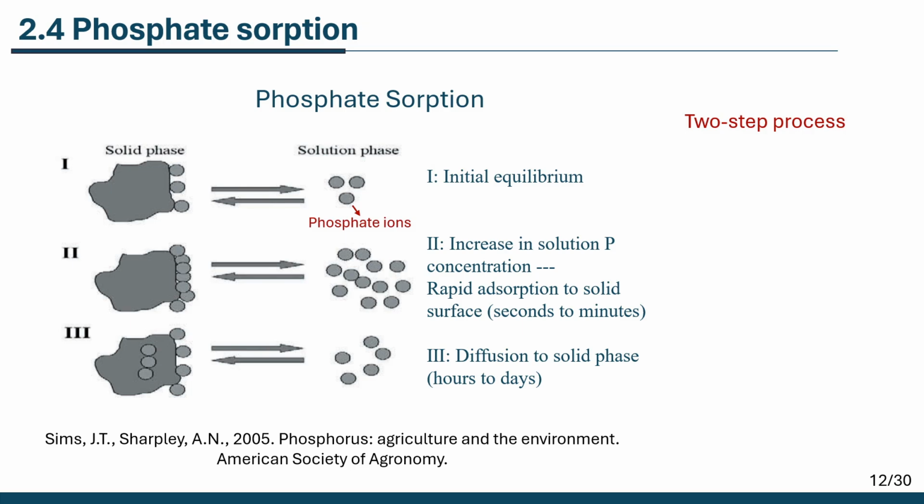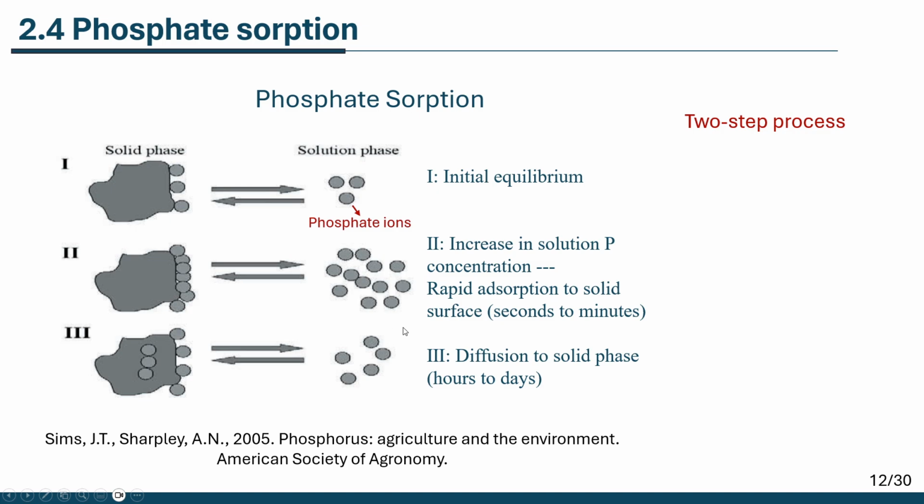According to the book Phosphorus, Agriculture and the Environment, the phosphate sorption process works like this. These little balls represent phosphate ions. First, there is an equilibrium between the phosphate in solution and the solid phase. When more phosphate is added into the water, the concentration in the solution increases. This leads to a rapid sorption process where phosphate ions move from the solution to the solid surface, establishing a new equilibrium. This happens quickly, typically within seconds to minutes.